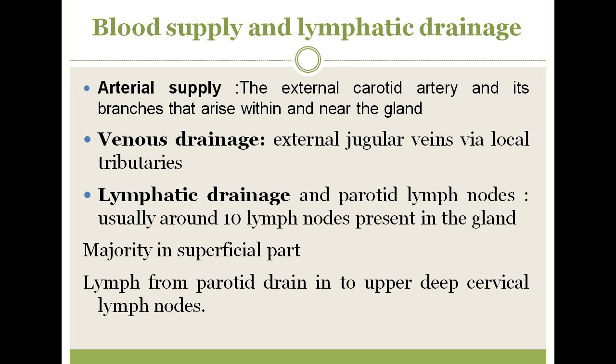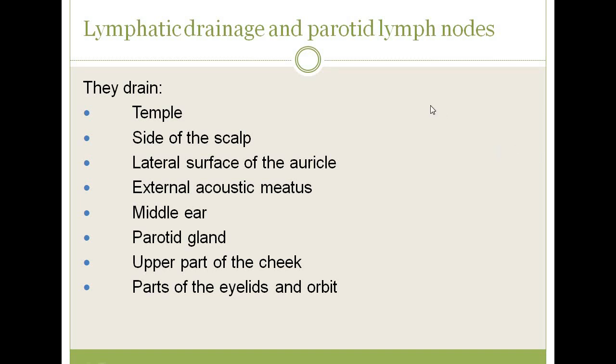Lymphatic drainage and parotid lymph nodes, there are usually 10 lymph nodes present inside the gland. Majority are there in the superficial part of the parotid gland. Lymph from parotid drain into upper deep cervical lymph node. The other lymph which are draining into the parotid lymph node, these are from the temple, side of scalp, lateral surface of auricle, external acoustic meatus, middle ear, parotid gland itself, upper part of cheek and part of eyelid and orbit.